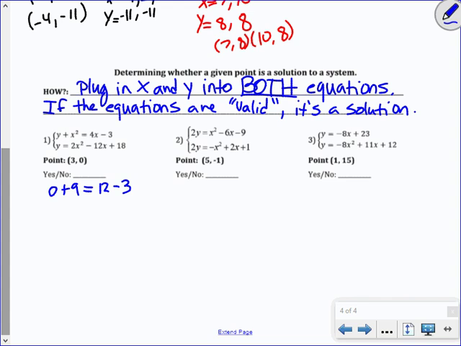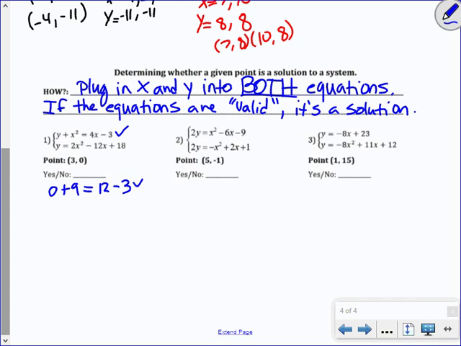So for the first equation, I would get 0 plus 9 equals 12 minus 3. Is that true? It is, because 0 plus 9 is 9, and 12 minus 3 is 9. That works for the first equation. Just because it works for the first one, does that mean that it's a solution? No, it has to work for both.